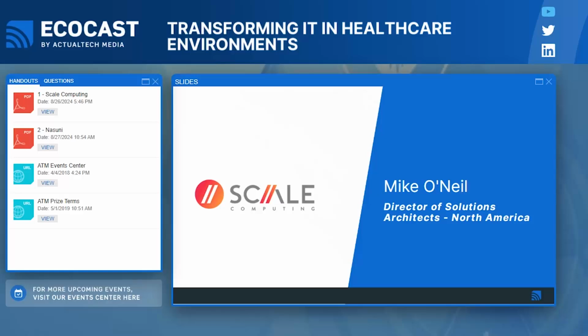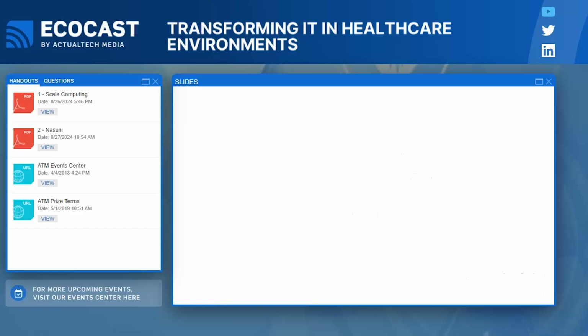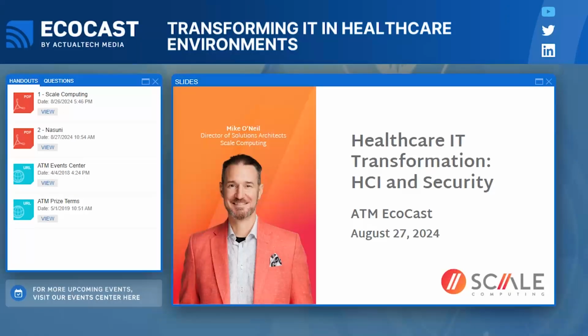Now, a little background here: I discovered HCI about 12 years ago when I was searching out a virtualized solution for my company. And that led me to Scale Computing. So not only do I wear the hat as a Scale Computing employee today, but I was also a customer, and I have the privilege and experience of being such. So let's get started with a little history in terms of how that works for us.